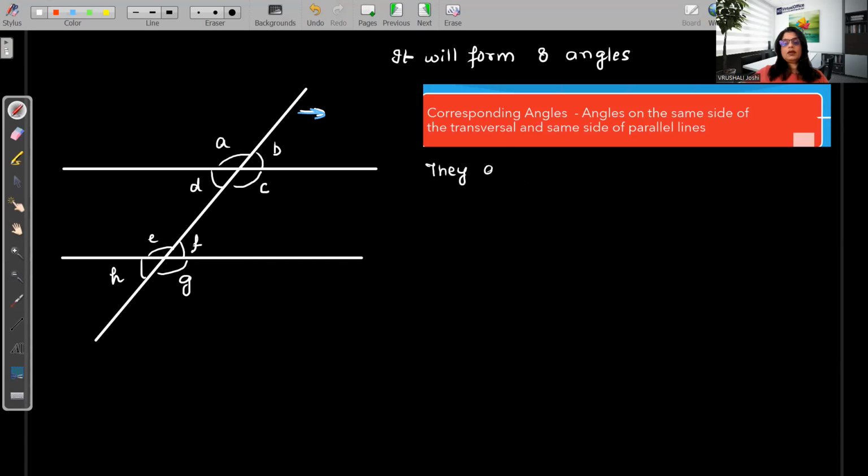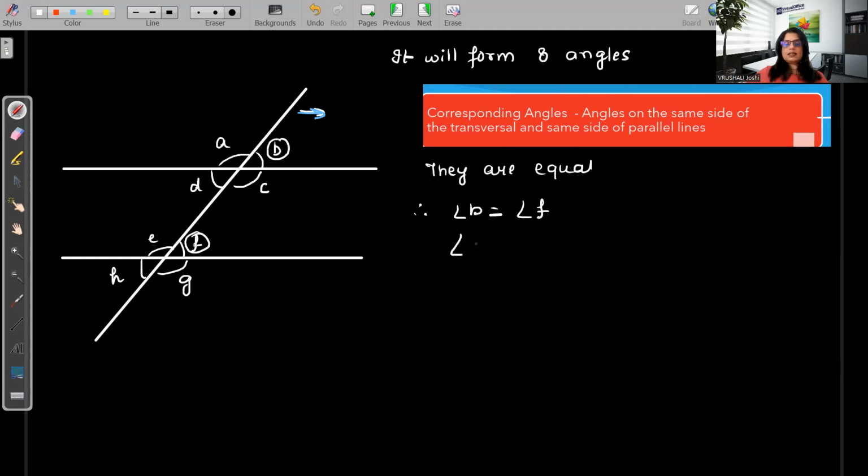They are equal. Corresponding angles are always equal. That's the main property of a corresponding angle. So therefore, we can say that angle B is equal to angle F. Which is angle B? Angle B is this. And angle F is this.